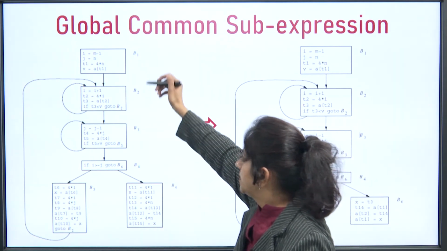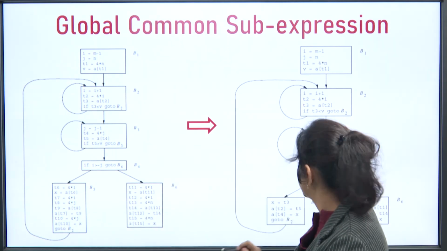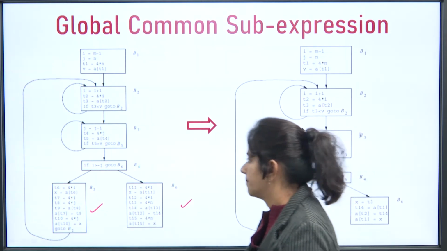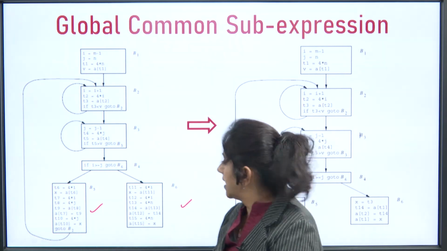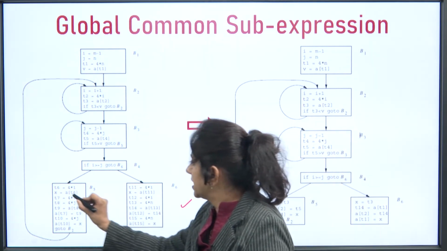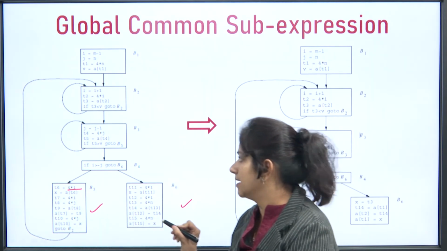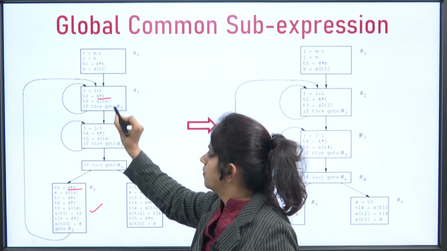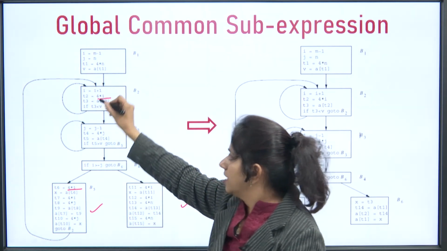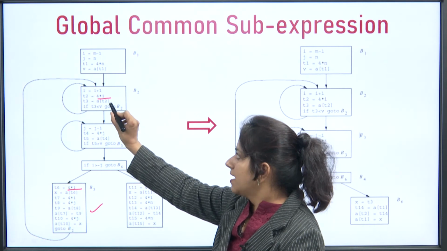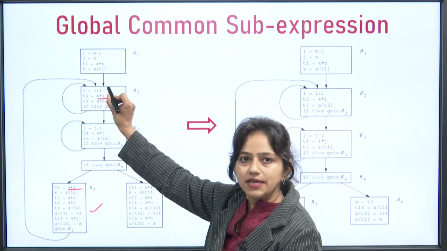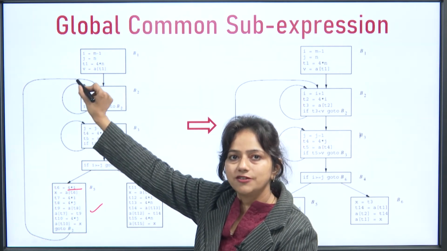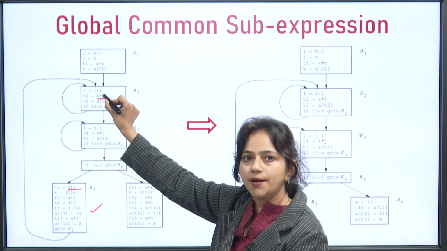Now see, this is block B1, B2, B3, B4, B5, B6. Now we will focus on blocks B5 and B6 only. So here, see, T6 is equal to 4 into I, and here T2 is equal to 4 into I. Here we are computing T2 with respect to I; first the value of I is increased and then we compute it on the updated value. Then we go to this loop, the value will change again, and we use the updated value.